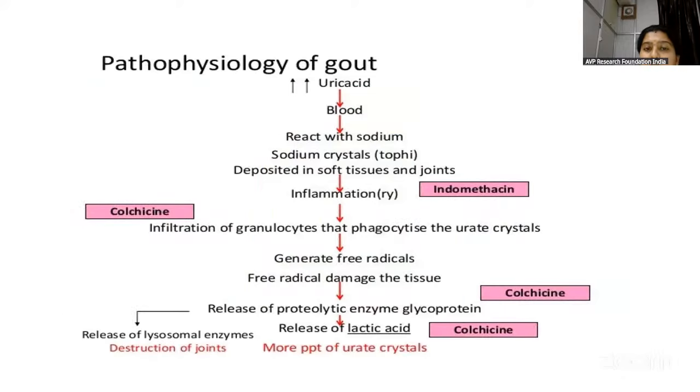Now, moving on to the pathophysiology of this particular disease. As it is clear that in gout or gouty arthritis, there is an increased uric acid in your blood. This reacts with the sodium and forms sodium crystals. And these crystals are called tophi. And these crystals we have already dealt with as monosodium urate crystals. These monosodium urate crystals or tophi get accumulated in your soft tissues and joints, and it leads to a chain of inflammatory reactions, which further results in the symptoms of gouty arthritis.